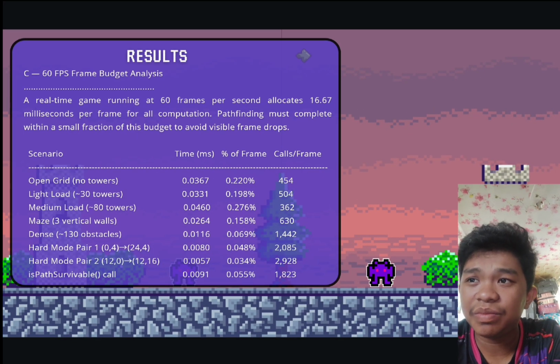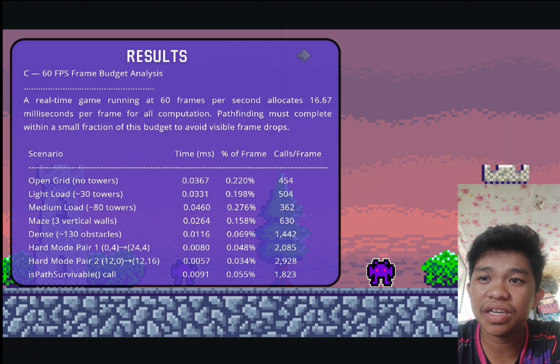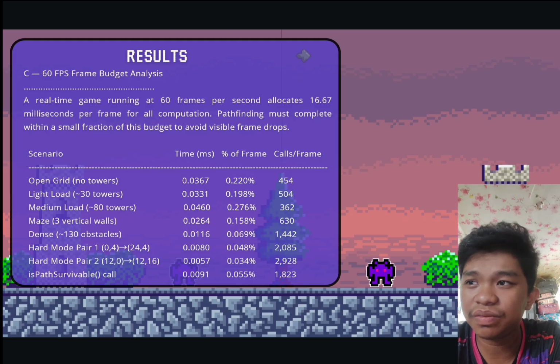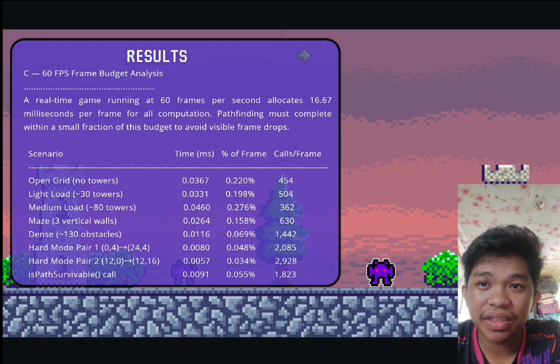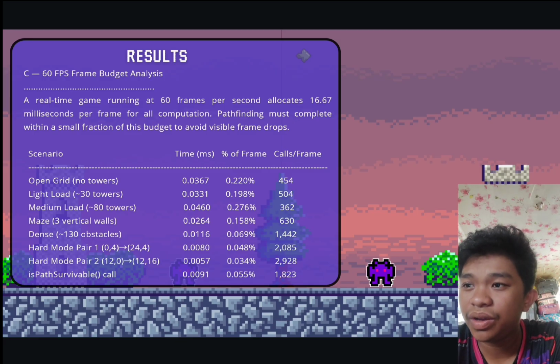60 FPS frame budget analysis. A real-time game running at 60 frames per second allocates 16.67 milliseconds per frame for all computation. Pathfinding must be complete within a small fraction of its budget to avoid visible frame drops. Scenario: open grid, no towers, with a 0.0367 ms time, 0.220% of frame, and 454 calls per frame.